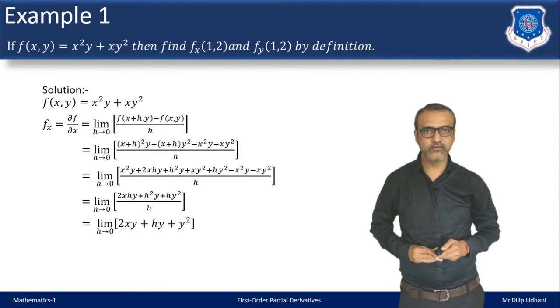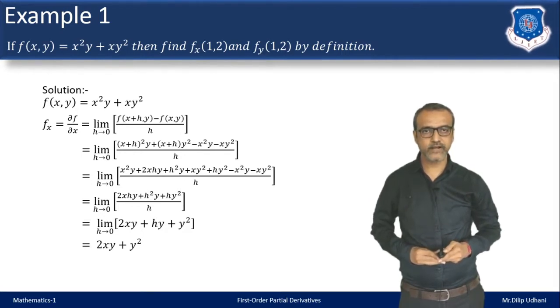Now we will put the value of h equals to 0, so it is 2xy plus y square, because if you put the value of h equals to 0, then 0 into y, the result is 0. So we have del f by del x equals to 2xy plus y square. But we have to find out del f by del x at point 1, 2.